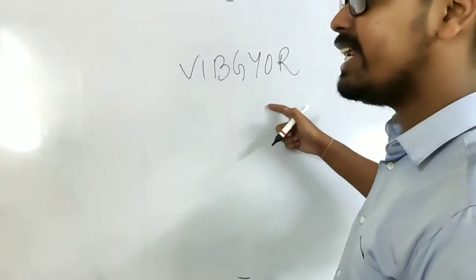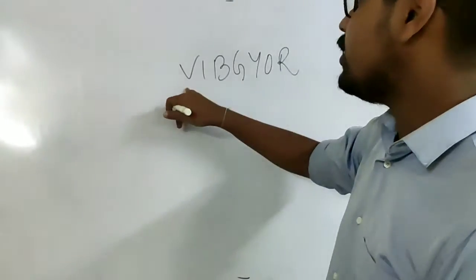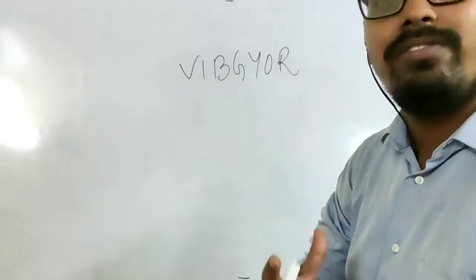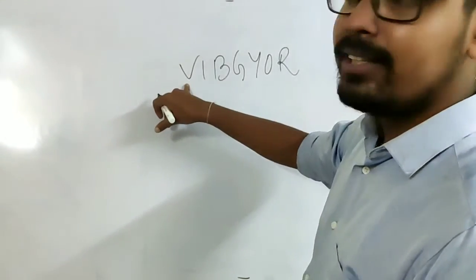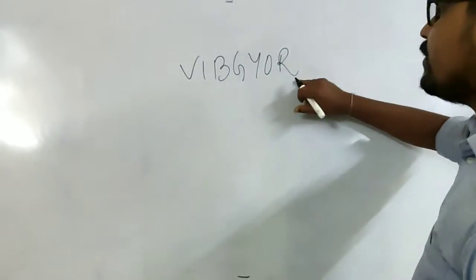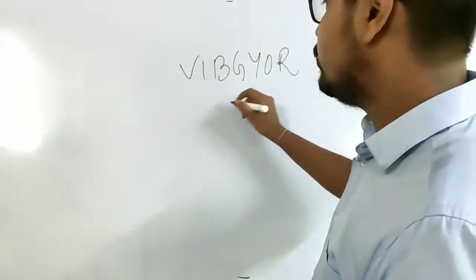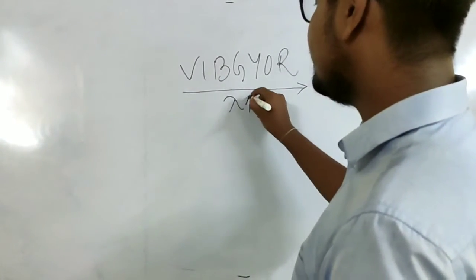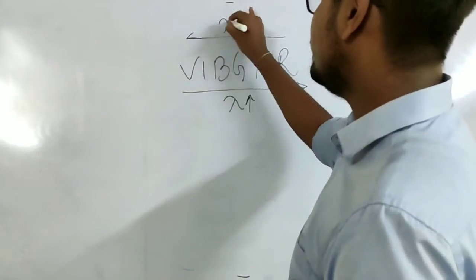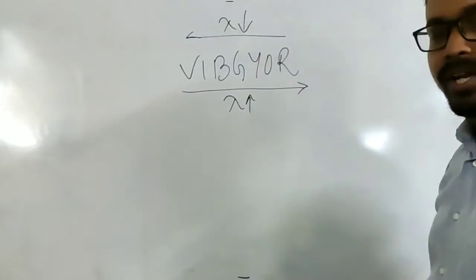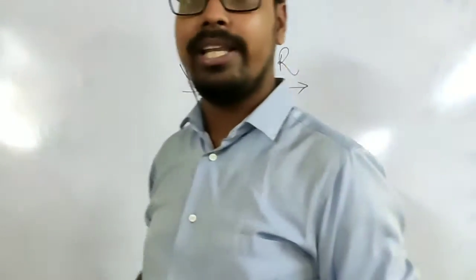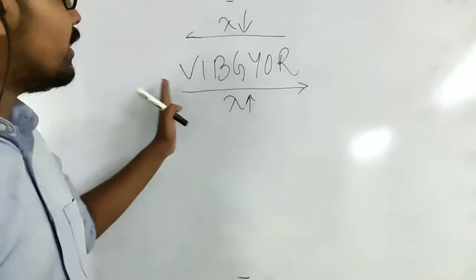It is arranged in this fashion because it is in ascending order of wavelength. So the smallest wavelength is of violet and the largest wavelength is of red. If you move from left to right, the wavelength increases. If you move from right to left, the wavelength decreases. Okay? So this is the arrangement of light based on their wavelengths. VIBGYOR are the 7 components.